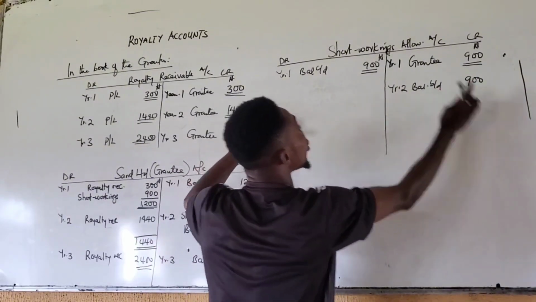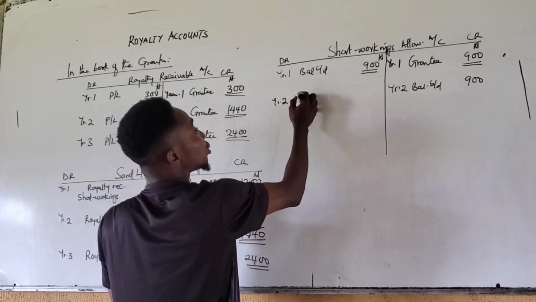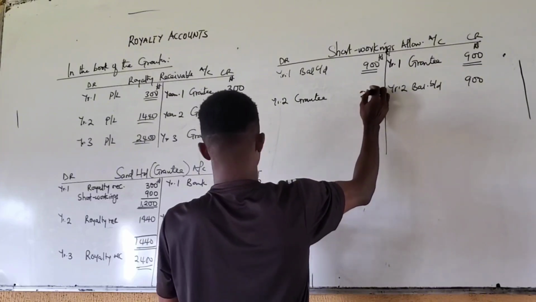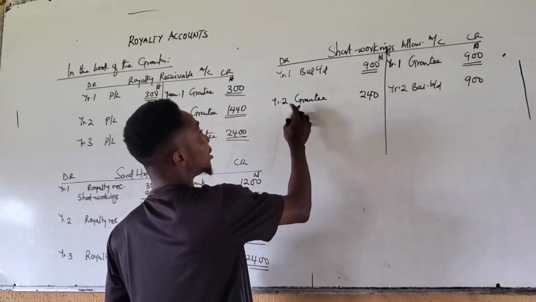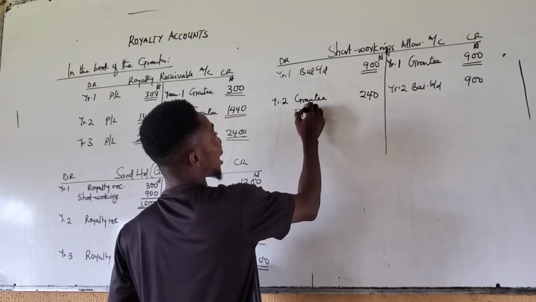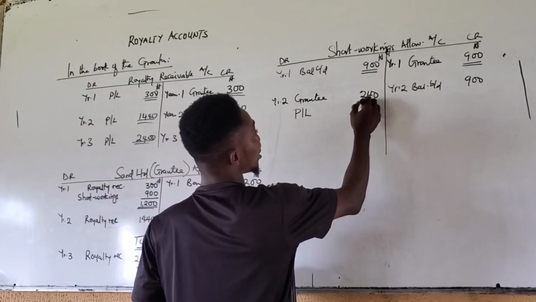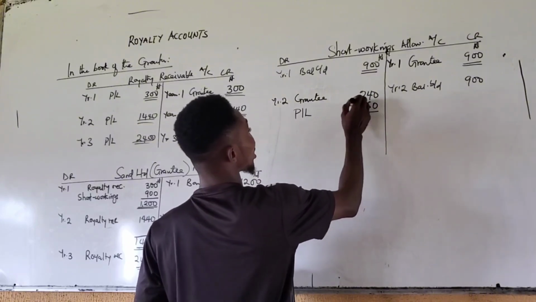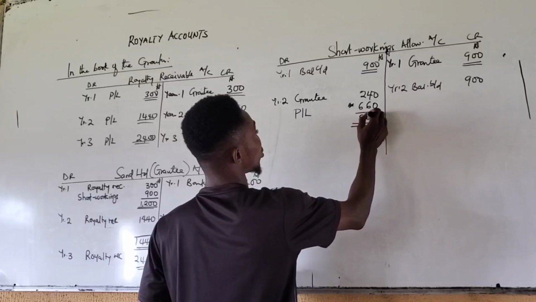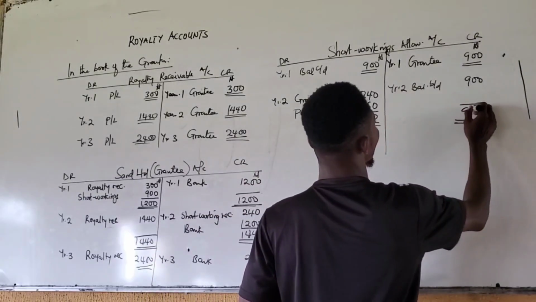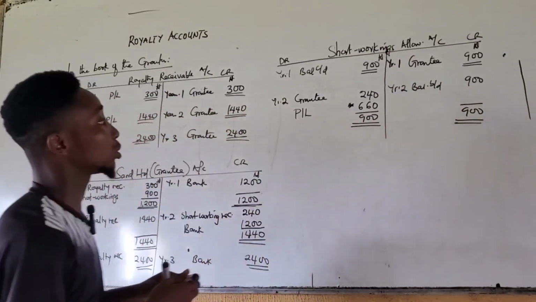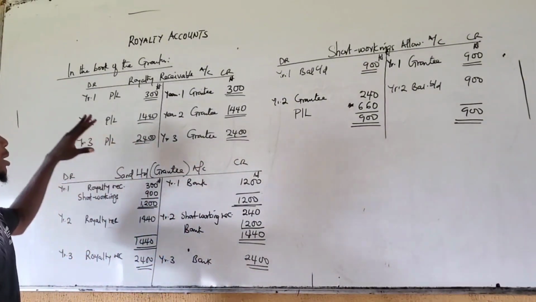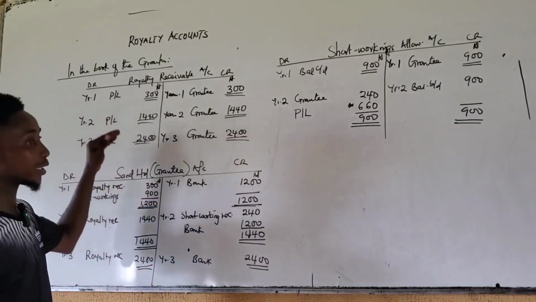But since it was short workings recovered, still in that year 2, they recovered from the grantee's book. How much was recovered? 240. Then the remaining amount is regarded as what? Lapse. What's the remaining amount? 660. So this is short workings lapse. So it will not be carried forward. So the short workings ends here. There was no short workings in year 2. So this is how to prepare the account in the book of the grantor.